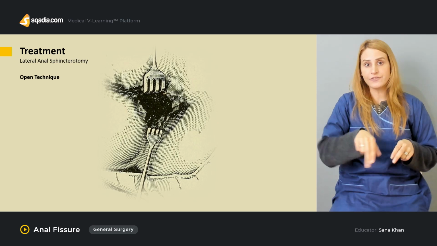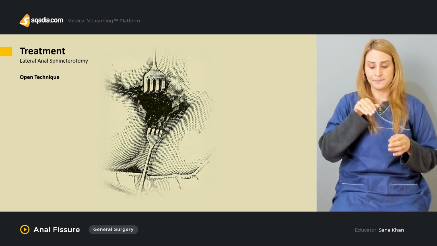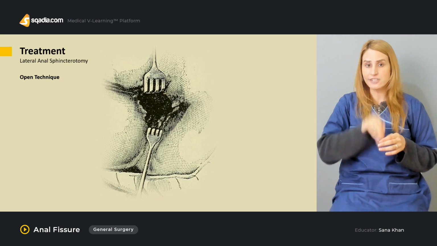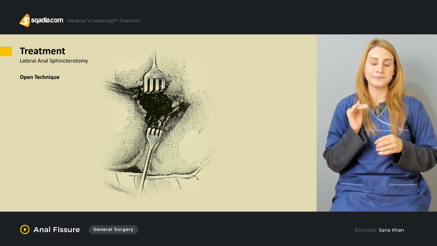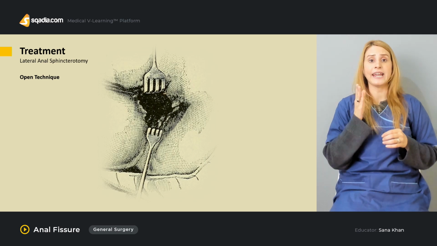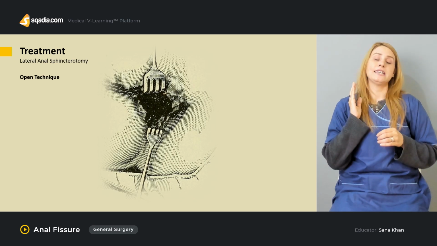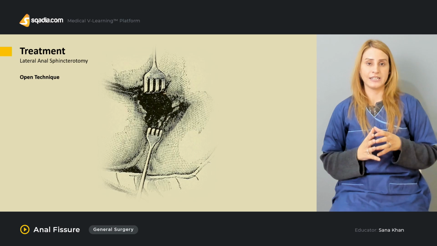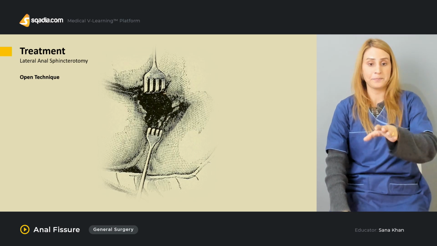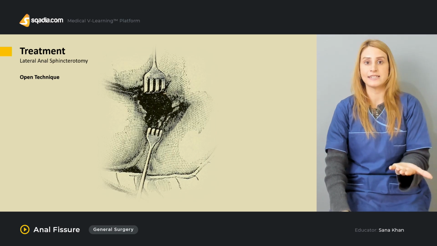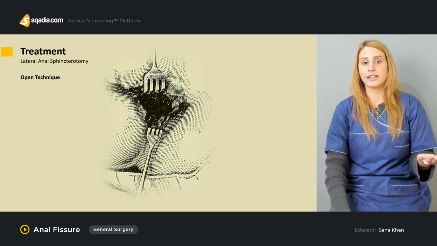You enter the artery forceps. You do the dissection in the intersphincteric plane, and in the submucosal plane, and you divide the distal fibers of the internal anal sphincter. So that's the reason, because you're dividing them after visualizing the fibers. So this is called an open technique.